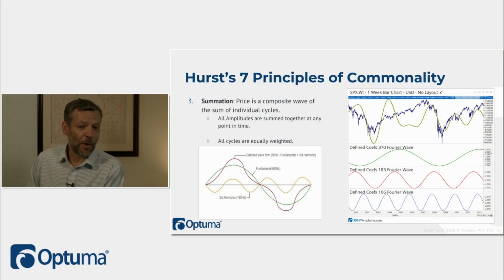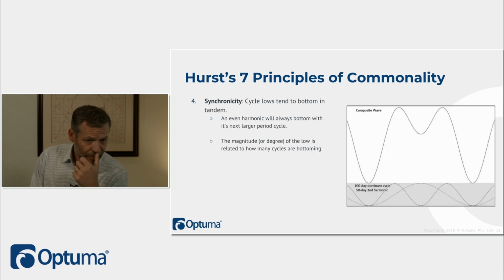And this is only 3 components, and you can see the difference that 3 components makes on this wave already. We can keep adding more and more components. As always, the more we fine-tune that, the less likely it is to be significant as it goes forward, unfortunately. We find that around 5 components is usually about the best. But summation: the price is a composite wave of the sum of the individual cycles.